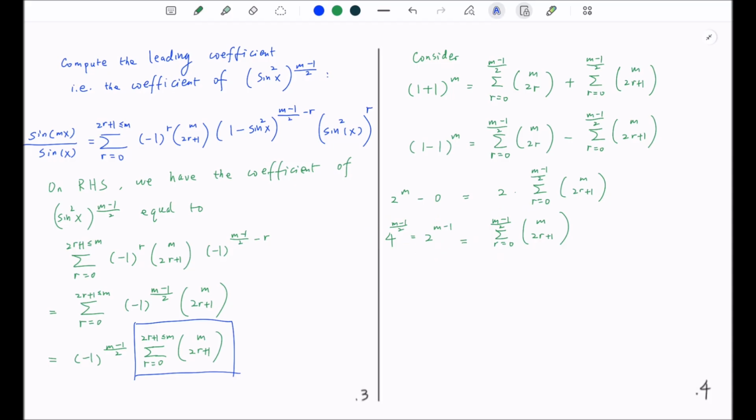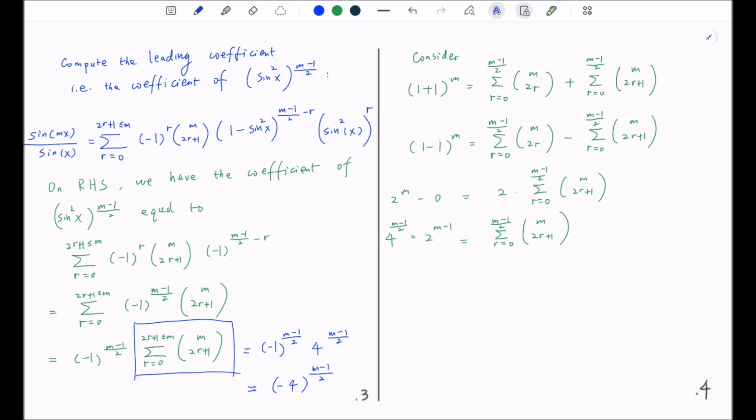And plugging this back to here, we get -4 raised to the power n minus 1 divided by 2. And this is the leading coefficient, the coefficient before this term. And in particular, it is non-zero.